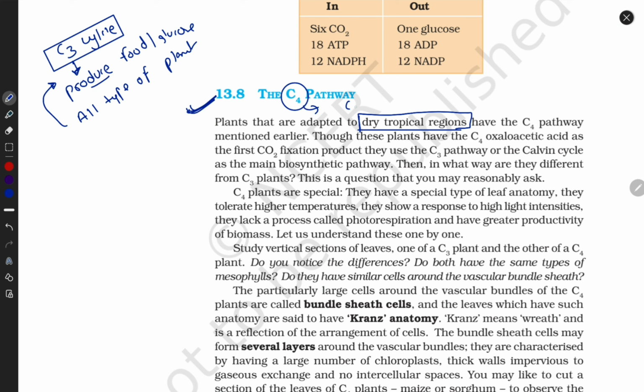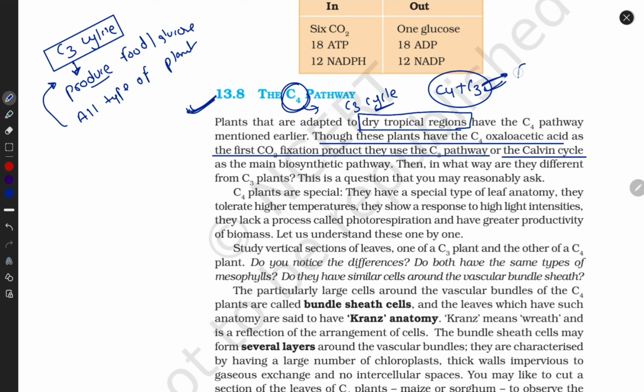The C4 pathway also conducts the C3 cycle inside. These plants have C4 oxaloacetic acid as the first CO2 fixation product. This pathway uses both the C4 pathway and the C3 pathway. They do both cycles, guys, because C3 is the main cycle for food synthesis. So this is the compulsory cycle.